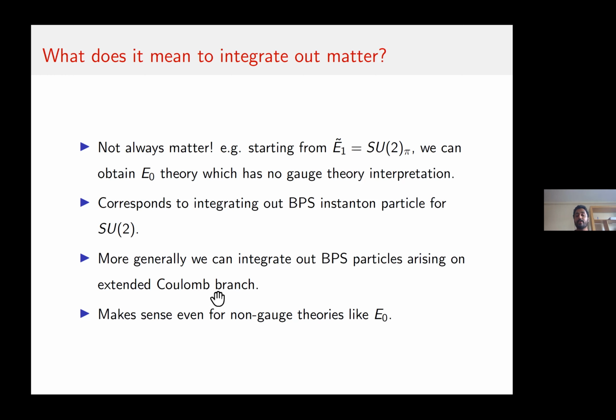At a generic point on this extended Coulomb branch, the low energy theory is an abelian theory with some massive BPS particles in the spectrum. And we can try to integrate out these BPS particles. Now when you phrase the integrating out process in this way, it makes sense even for non-gauge theories like E0, because they have a Coulomb branch on which there is a notion of BPS particles.